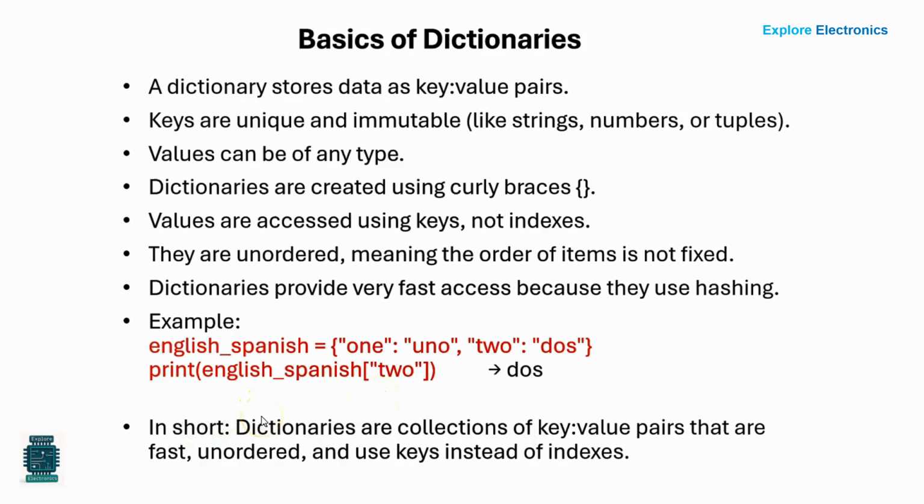In short, I will explain once again. Dictionaries are a collection of keys and values. Got it? Key and value pairs that are fast. I can easily access the values fast because we use the hashing technique here. They are unordered and use the keys instead of indexes. If I want to access, I will use the keys instead of indexes. This is all about the basics of dictionaries. For better understanding, I have explained this.